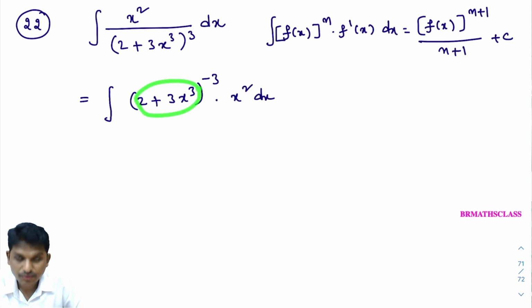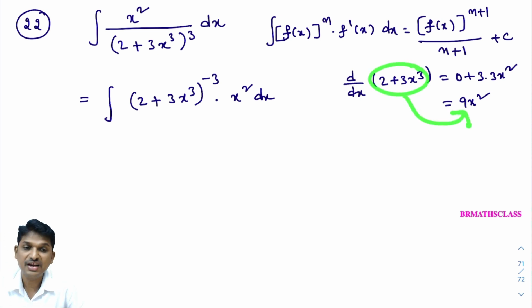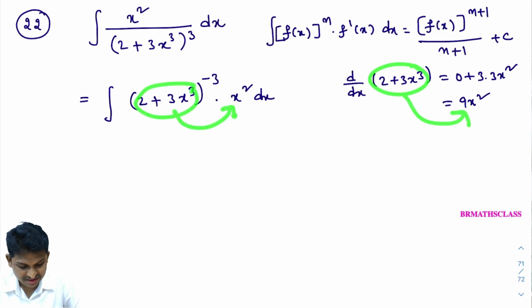What is derivative of 2 plus 3x cube? I will calculate. d by dx of 2 plus 3x cube. Derivative of 2 is 0, plus derivative of 3 into x cube. Here 3 is constant. Derivative of x cube is 3x square. That equals 9x square. So derivative of 2 plus 3x cube is 9x square.